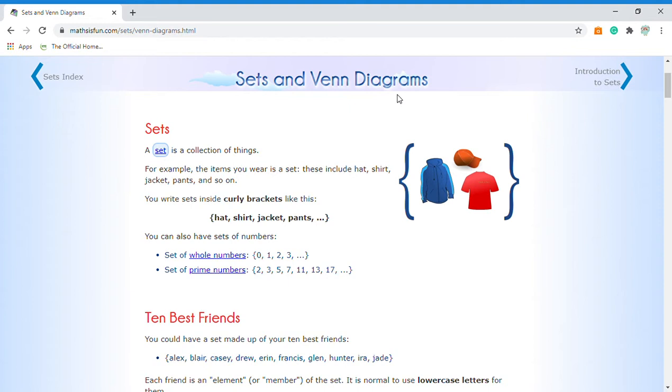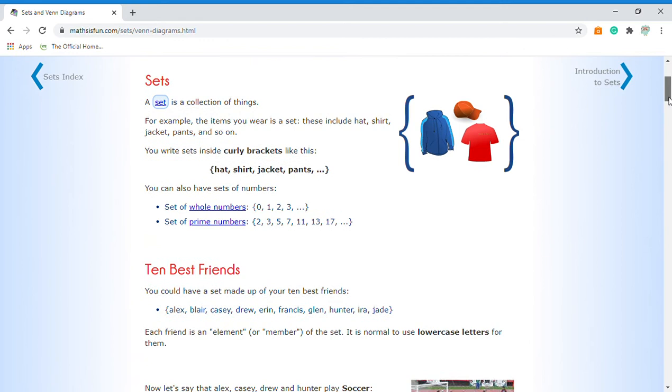So let's read through what sets are. A set is a collection of things. For example, the items you wear is a set. These include hat, shirt, jacket, pants, and so on. You write sets inside curly brackets. You guys don't have to worry about that. We're not going to go that deep into sets.